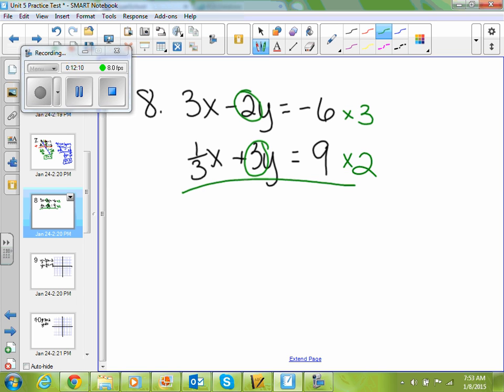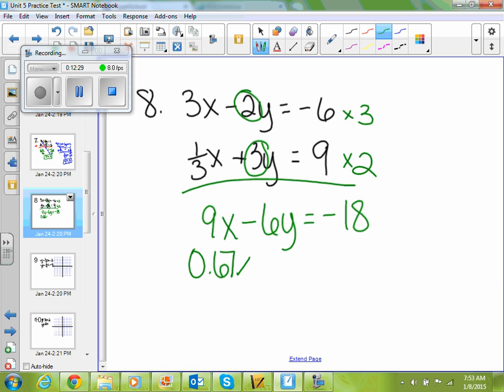Okay, so then 3 times 3x gives me 9x. 3 times -2 gives me -6y. And 3 times -6 gives me -18. 1/3 times 2 gives me 2/3, which is 0.67x. 2 times 3 gives me 6y. And 2 times 9 gives me 18.